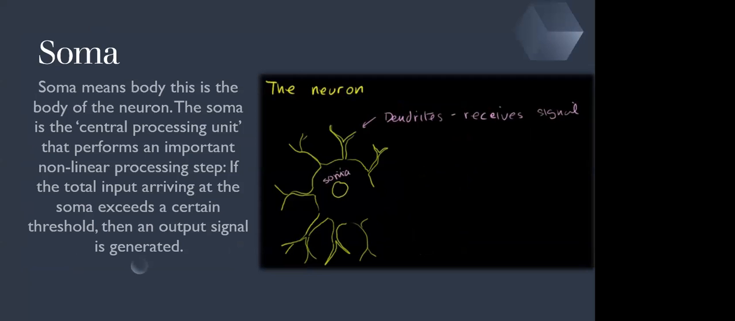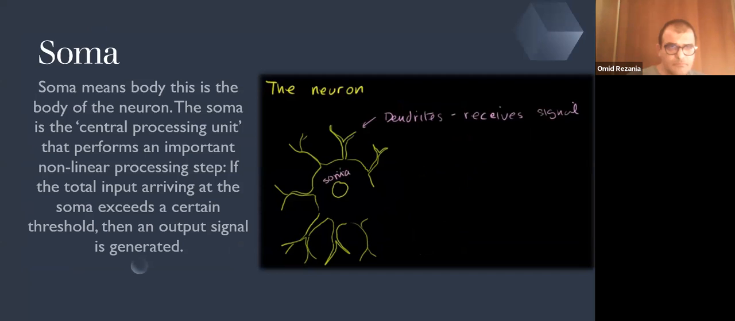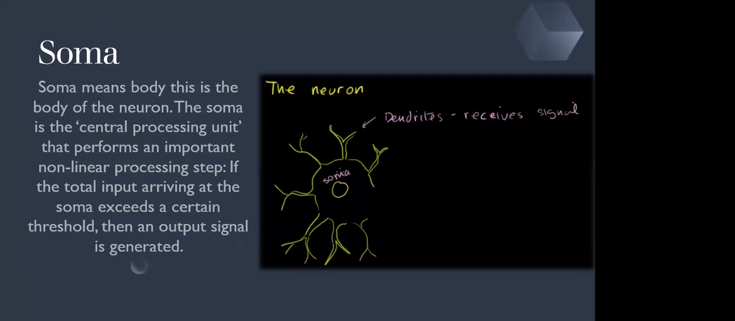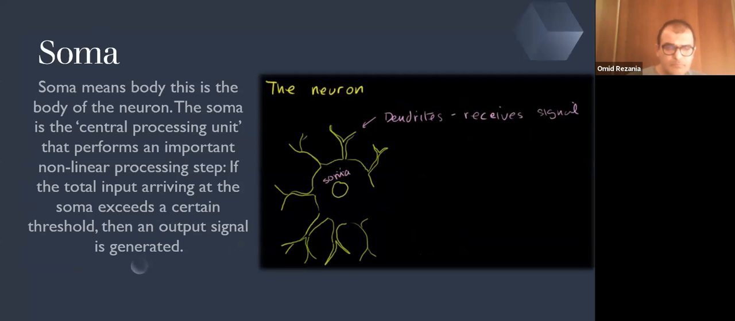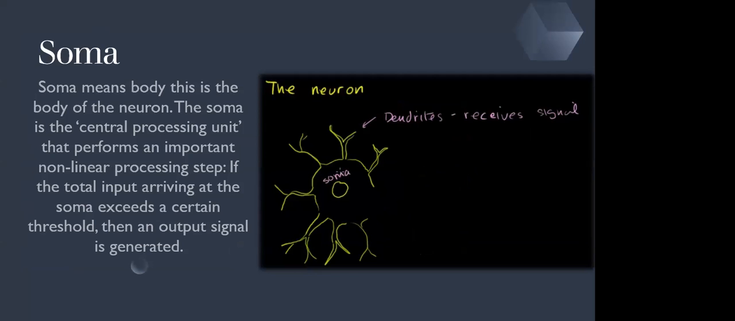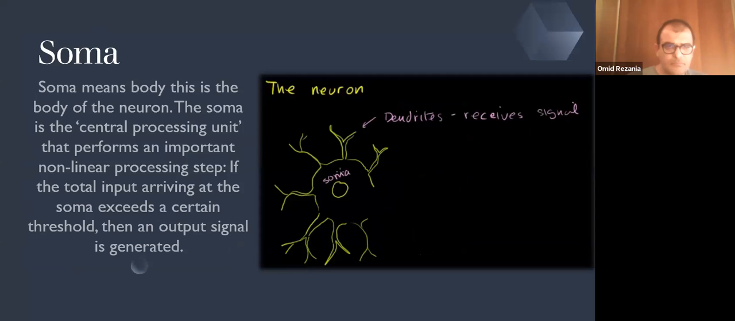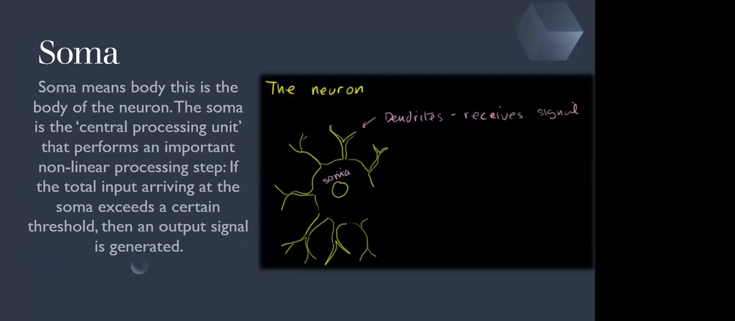The soma is the body of the neuron. The soma is the central processing unit. If the total input received at the soma exceeds a certain threshold, then an output signal is generated.